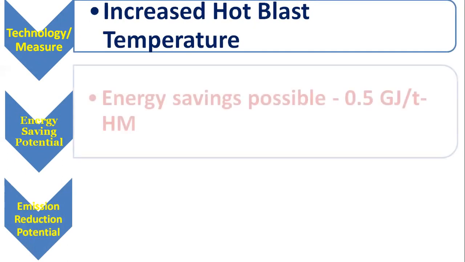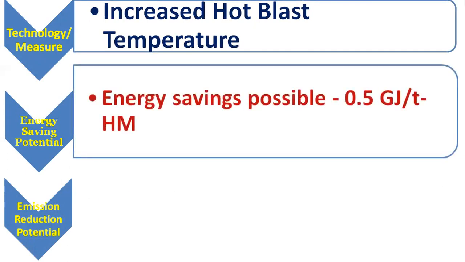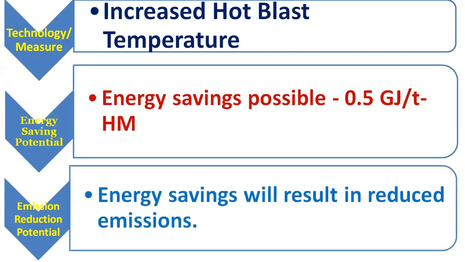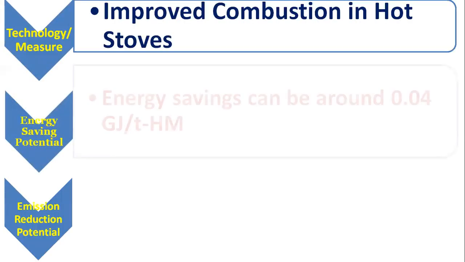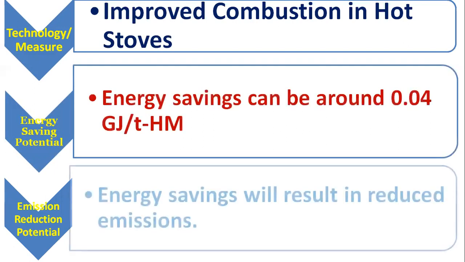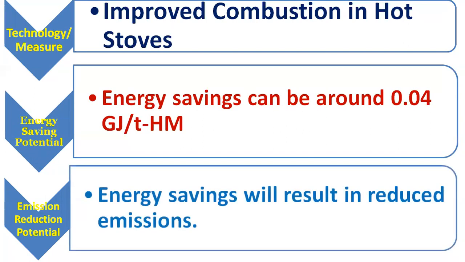The total energy savings potential, possibly by a combination of techniques, is of the order of 0.5 gigajoules per ton of hot metal. And energy savings will result in reduced emissions. Then the next measure is on improved combustion in hot stoves. Energy savings can be around 0.04 gigajoules per ton of hot metal, and this can also result in reduced emission levels.